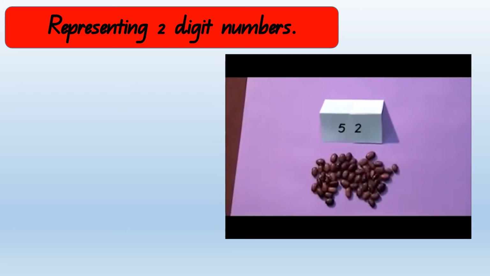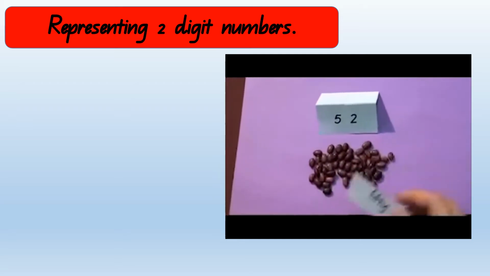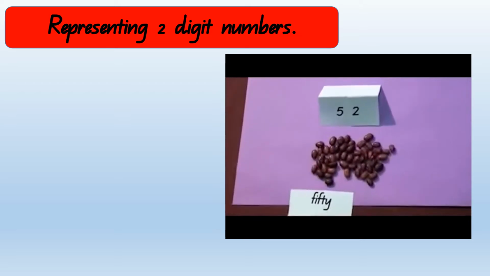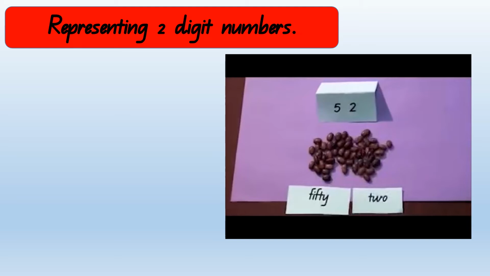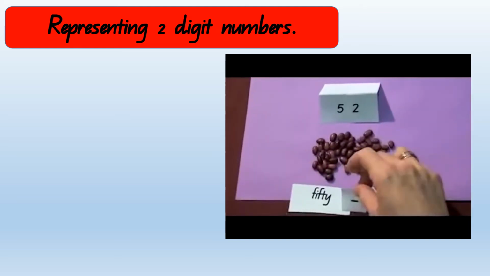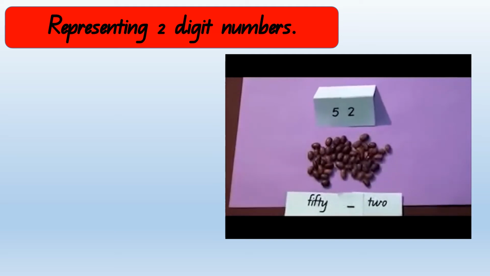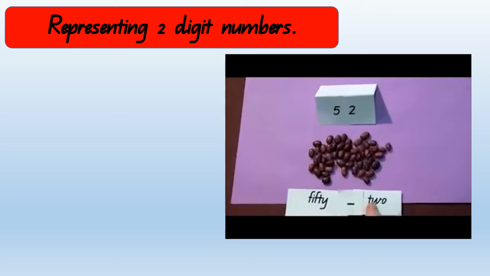Now I'll find the number word for 52. Here is the number word for 50. And here is the number word for 2. This little symbol is called a hyphen. The hyphen joins words together to make a new word and a new number, 52.